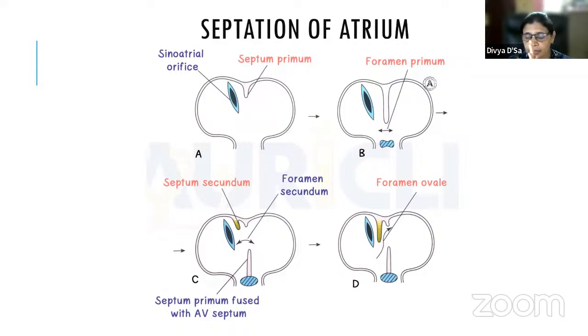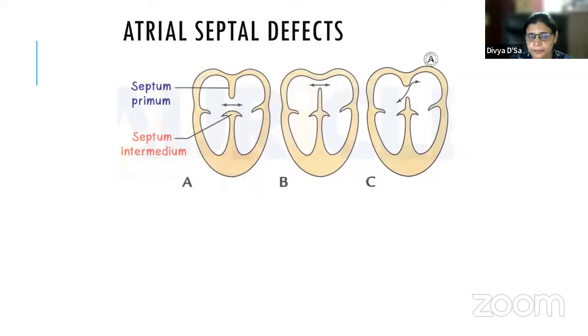And the physiological closure happens first. Anatomical closure of this foramen ovale happens 3 months after birth. Physiological closure means no more blood from the right atrium will shunt to the left atrium. That is what happens with the physiological closure. Later, these two septums fuse and anatomical closure takes place. So this is about the formation of the atrial chambers.